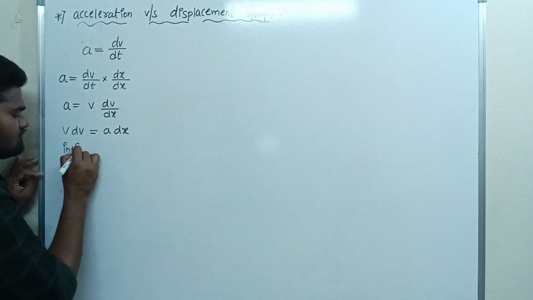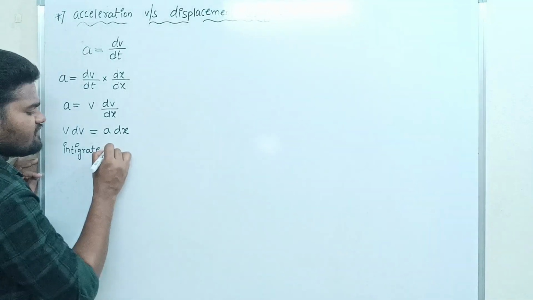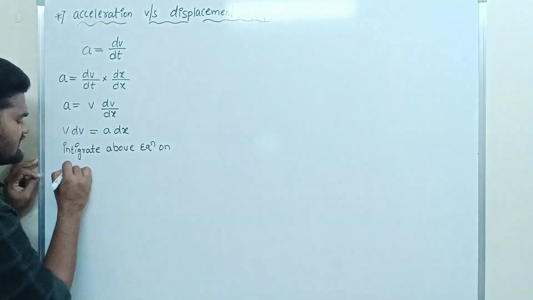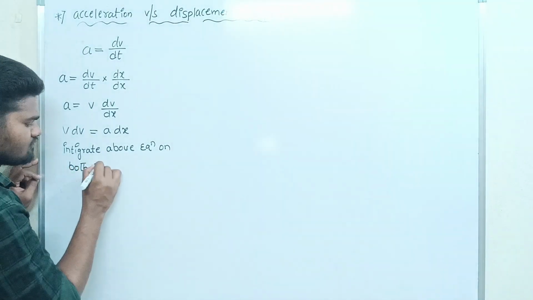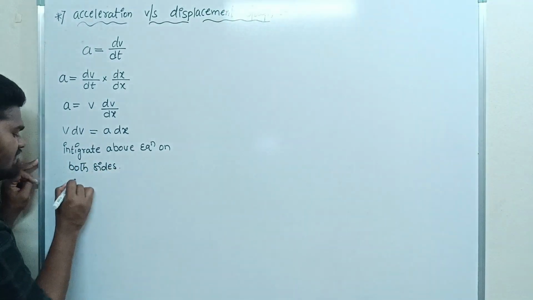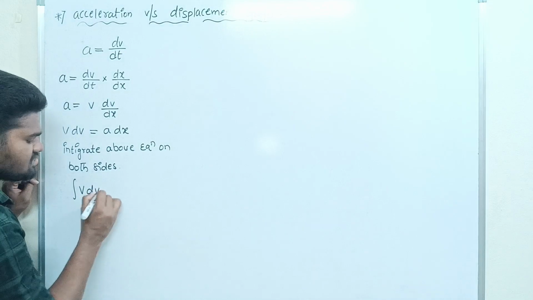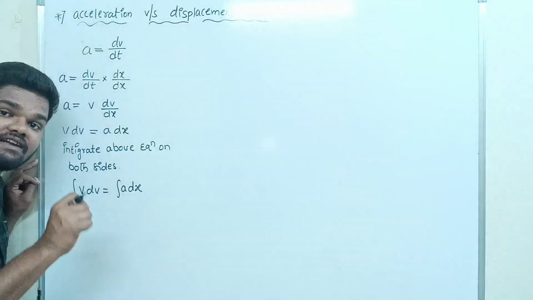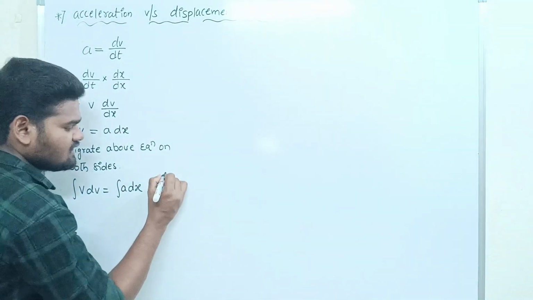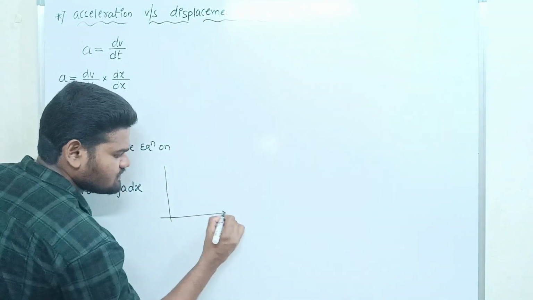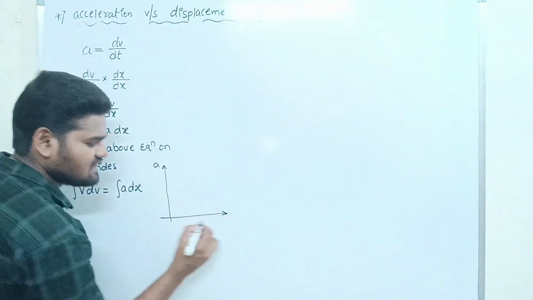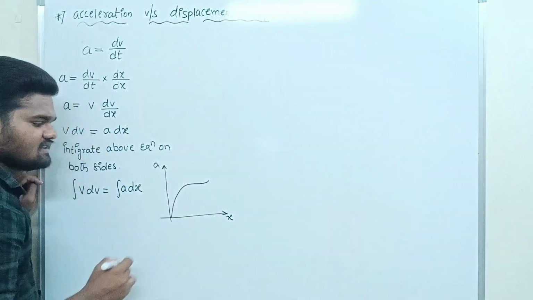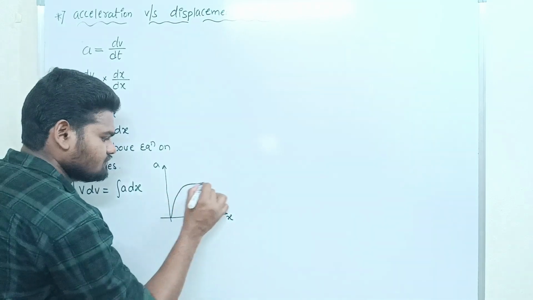Integrate the above equation on both sides. So if we integrate, we will get like this. Integration of v dv is equal to integration of a into dx. Have a look. The graph for acceleration versus displacement is like this. So this is acceleration and this is displacement. So the graph is like this.